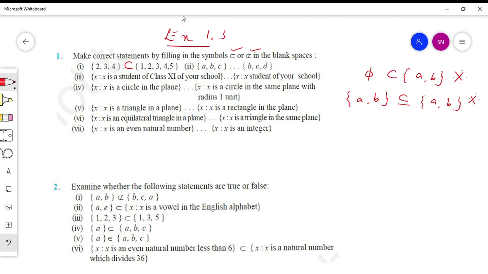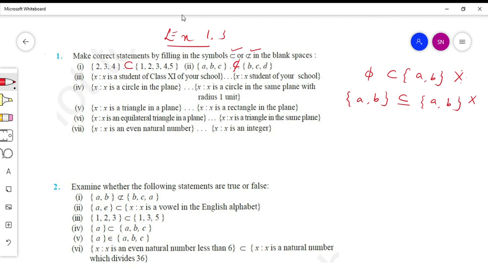Now, what would be the symbol that I would be substituting in the second one? Obviously, it is not a subset. Why is it not a subset? {a, b, c} in the first set, {b, c, d} in the second set. So there are no common elements wherein I can derive. Correct? So it is not a subset.